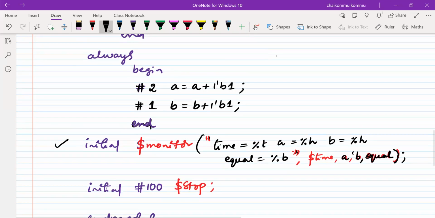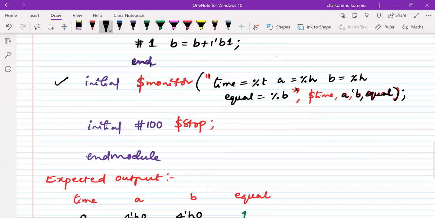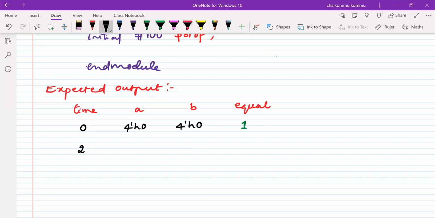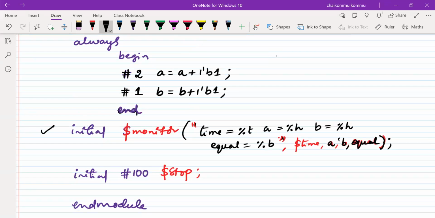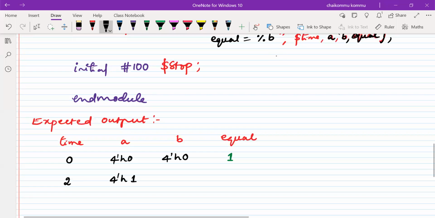So in this always block, after initial is over, it has to wait for 2 nanoseconds. So 0 plus 2 means how much? 2 nanoseconds. At 2 nanoseconds, A value how much? Plus 1 is added. So at 2 nanoseconds, A value is added by 1. That means 4'h1. What of B? At 2 nanoseconds, B value remains the previous value only. B is equal to 0 only. But B changes after 1 nanosecond. So therefore, B remains the same. That means 4'h0.